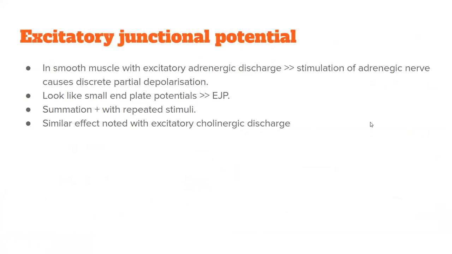Now we have the same concept again. We have something called the excitatory junction potential. That was at the level of the fiber membrane; this is at the level of the junction. In smooth muscle with excitatory adrenergic discharge, stimulation of the adrenergic nerve causes discrete partial depolarization. These are not enough to create a spike potential, but on repeated stimuli or on summation, it can produce a full-blown depolarization.